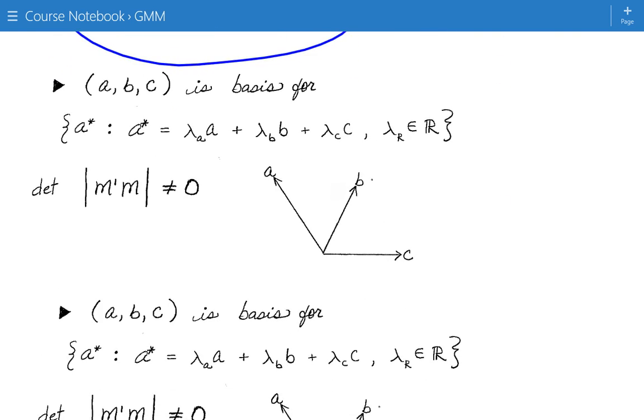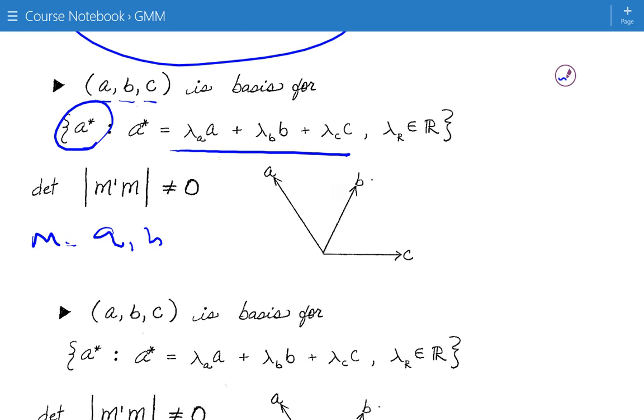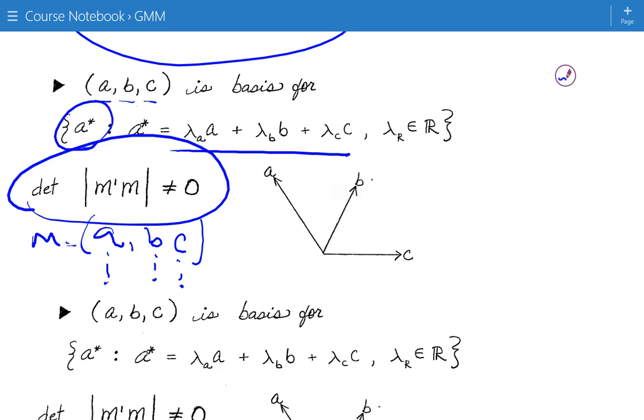We can continue to extend this. So now we can have three vectors that constitute the basis for a three-dimensional space, such that the linear combination of the three can bring about a whole set of possible vectors A star, and such that the matrix M equal to A, B, C, where this is a column, this is a column, this is a column, the determinant is not equal to 0.